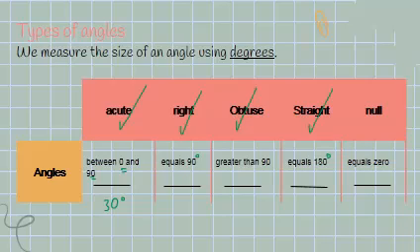And if it's equal to 0, it's null. Keep in mind that obtuse angle should be greater than 90 but still less than 180. So it should be any value between 90 and 180, then it's obtuse. I'm going to take an example. For example, 130, it's an obtuse angle. 91, it's an obtuse angle. 179, it's an obtuse angle. Okay?